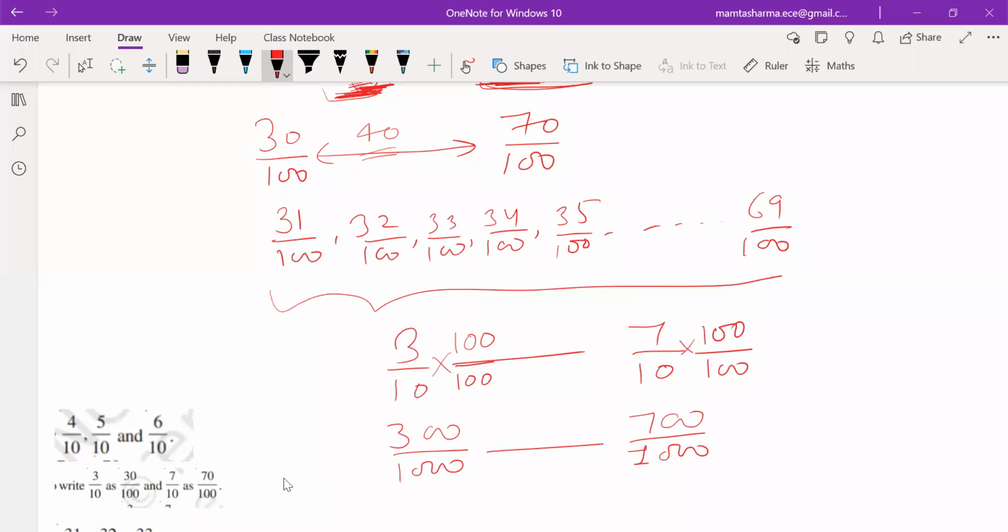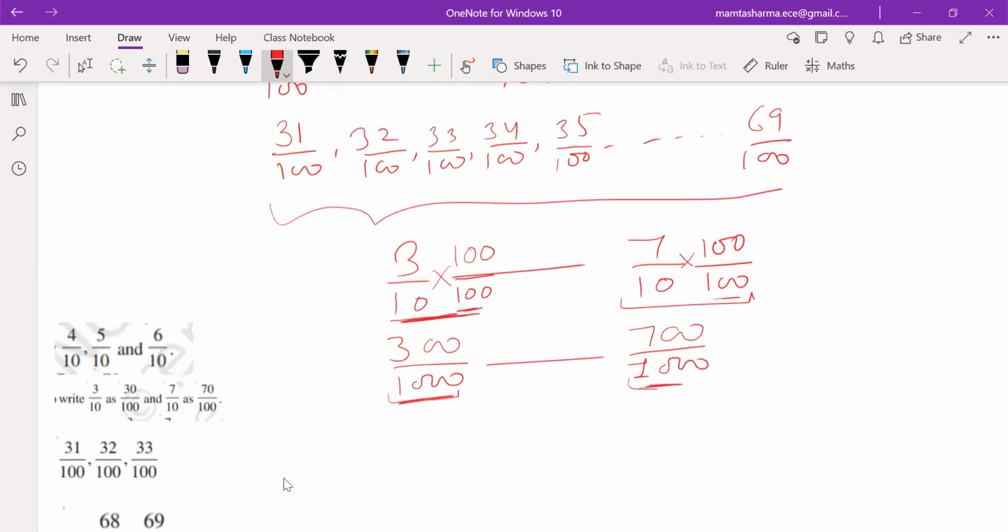See, children, please take care. If we are multiplying with any fraction, the denominator should be the same. Then only you can write the middle numbers, otherwise you cannot. Here the denominators are the same, 1000. The numerator is 300 and we have to go up to 700. So write down the middle numbers.